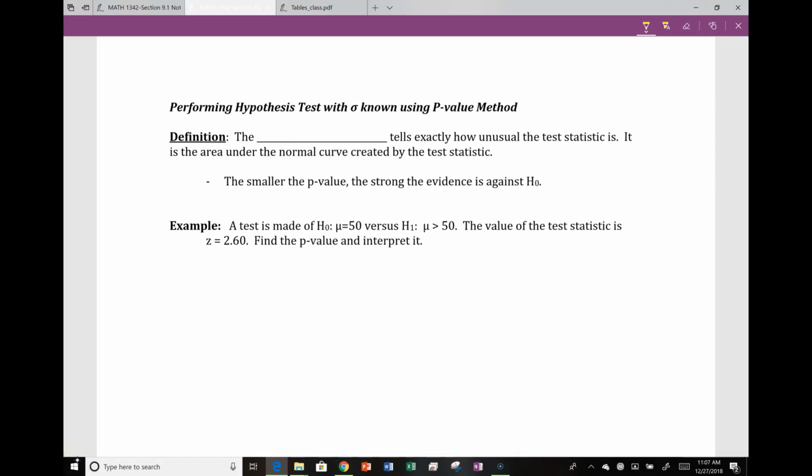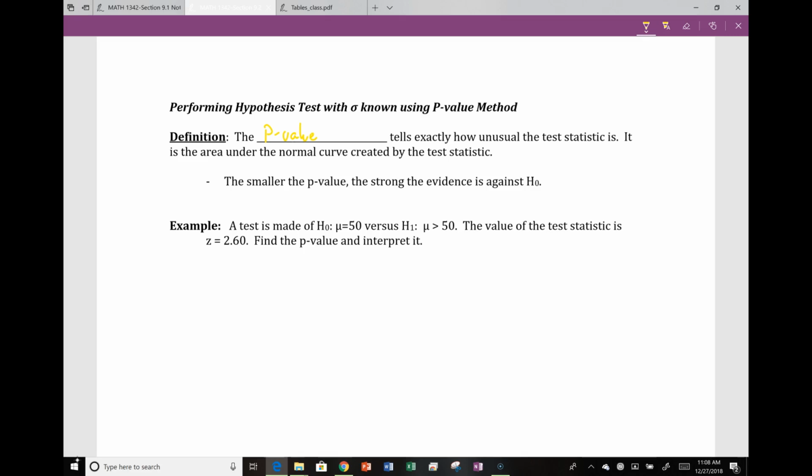We want to continue our discussion about hypothesis testing. In this particular one, we want to discuss a second method for performing hypothesis tests. The first method that we discussed was the critical value, where we needed to look up the critical value and compare. What we're looking at for this one is what we call the p-value method.